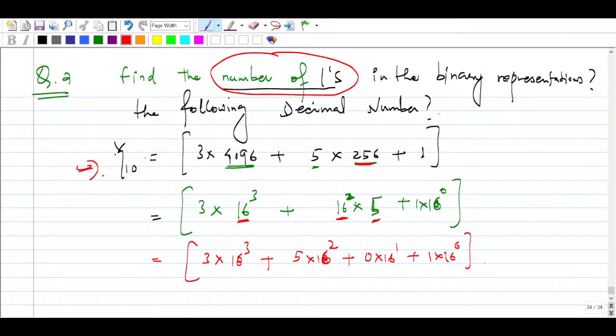Now what you have done here is you have converted this into hexadecimal, right? Because if you convert into hexadecimal, you can easily convert from hexadecimal to binary. So you can easily count the number of ones. You have got 3 into this, and you have to convert into hexadecimal, and then convert into binary. For each hexadecimal digit you have to write the corresponding 4 bits.